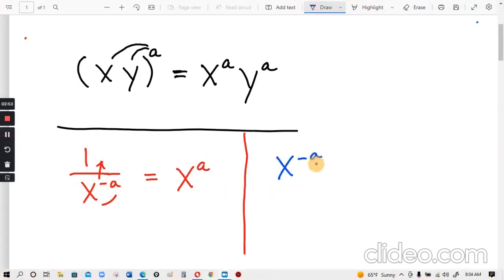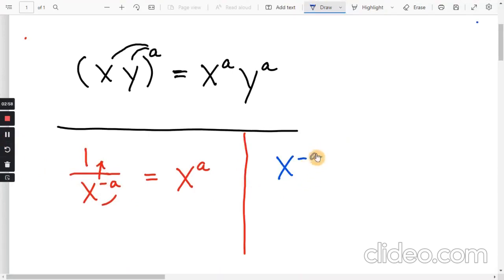The same holds true with a negative exponent in the numerator. Here we have x to the power of negative a, and you can put this over 1. It's the same thing. We can take this whole thing and move it to the denominator, and all we have to do is change the plus-minus sign on the exponent. So x to the negative a divided by 1 is the same as 1 over x to the positive a. The negative a became positive a, and we just moved it to the denominator.